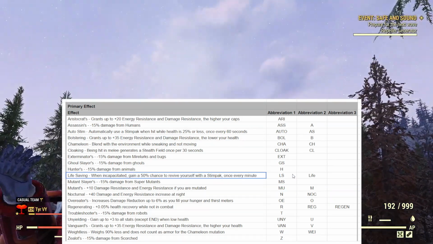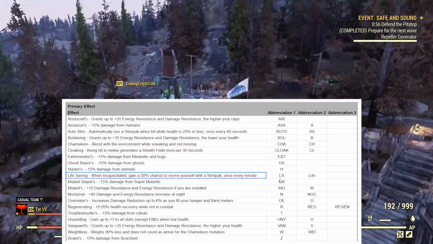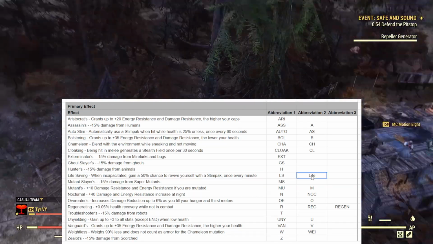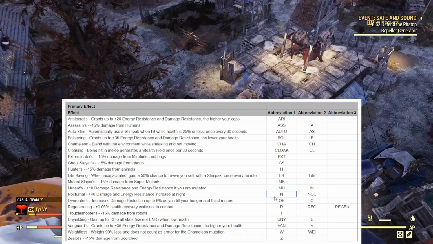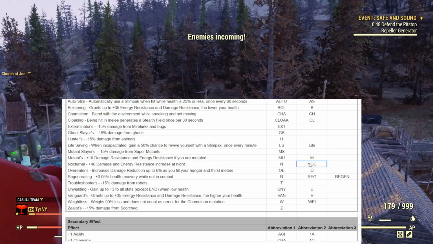Life saving, we will write LS for that. Pretty simple. Everyone should know life saving is LS, or you could just write life. Nocturnal is also the same as the weapon there, N or NOC.